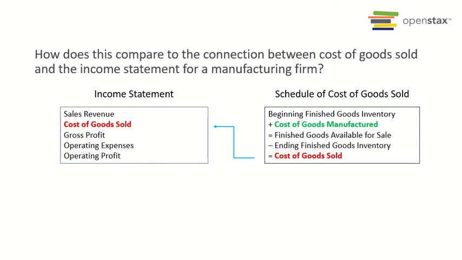For manufacturing firms, the cost of goods sold is calculated in a similar but slightly different way. We have beginning finished goods inventory plus cost of goods manufactured. That equals finished goods available for sale. Then that minus ending finished goods inventory, we get the cost of goods sold. And then this cost of goods sold goes to the income statement of this manufacturing firm. Sales revenue minus cost of goods sold equals gross profit, minus operating expenses equals operating profit.